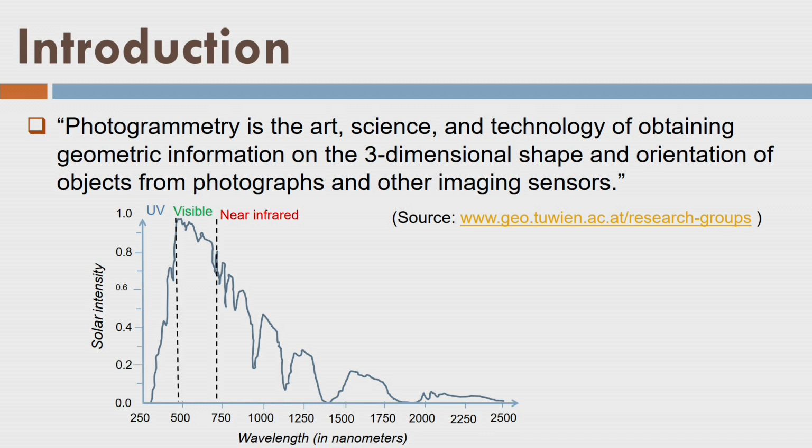Again we are showing here the visible range, which is 400 to 700 nanometer, or the optical range. After that, we have near infrared in the wavelength range. Then before the visible, we have ultraviolet. Because it is before the violet, we call it ultraviolet, right? So now we are talking about the visible range in photogrammetry.